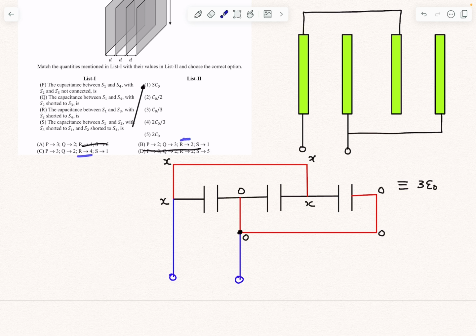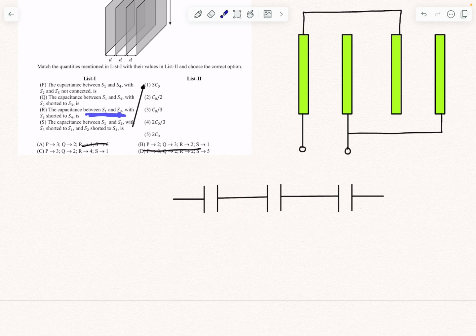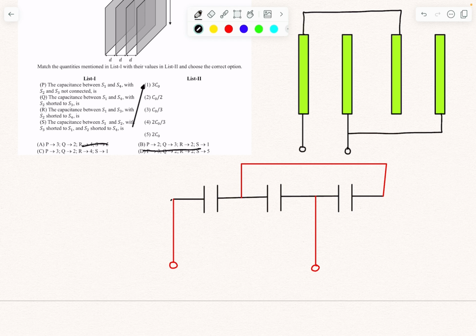So now let's solve option R. It's given that we have to find the capacitance between S1 and S3 now. So S1 would be over here and S3 would be over here, right? And S2 is shorted to S4. So the second plate is connected to the fourth plate. So now this is the equivalent circuit.